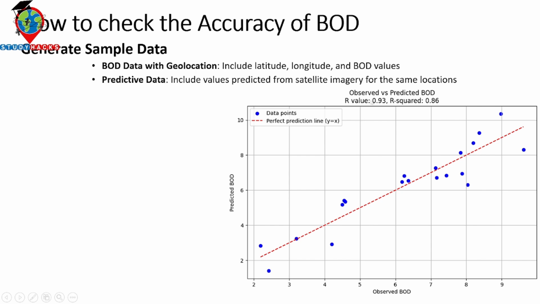So basically, when the R square value is positive, it means we have a strong relationship between our map and BOD data. The BOD data and the predictive data, which I get from satellite imagery, are strongly close, and we can find a strong relationship between the observed and predictive data. Okay, so in today's session I will try to explain all of those things one by one.